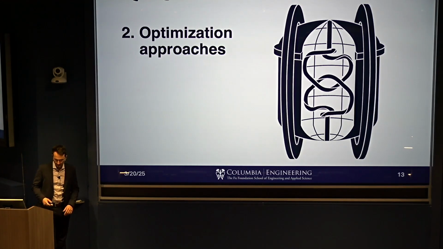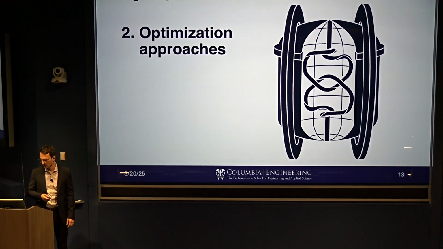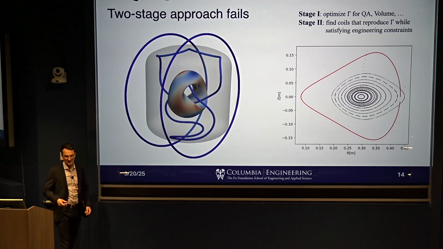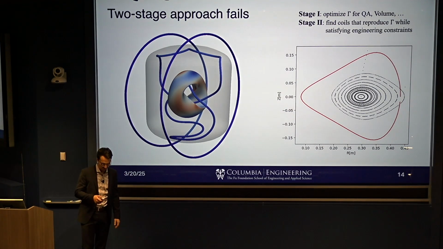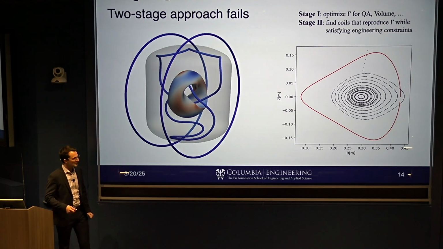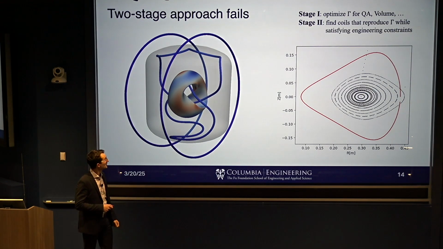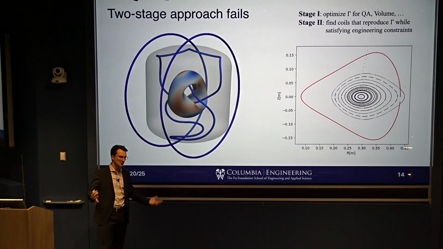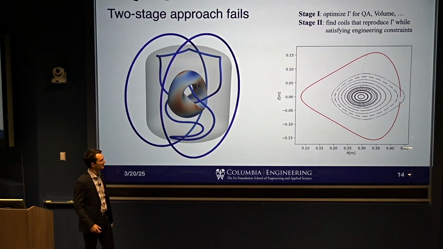The first idea you can have to optimize CSX would be to look at a two-stage approach. And no surprise, this is not going to work. So as a reminder, the two-stage approach goes as follows. You start with a stage one, where you optimize your plasma boundary, that I call gamma, for all your plasma objectives. So in our case, it would be quasi-symmetry, a specific volume, rotational transform, aspect ratio, you name it.